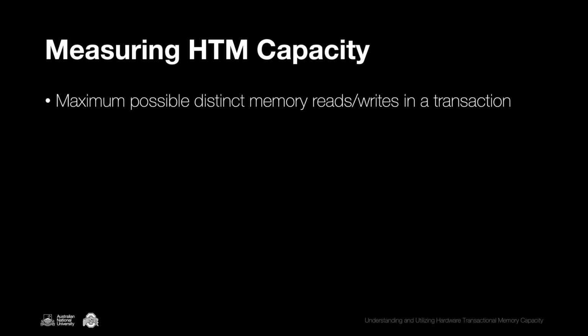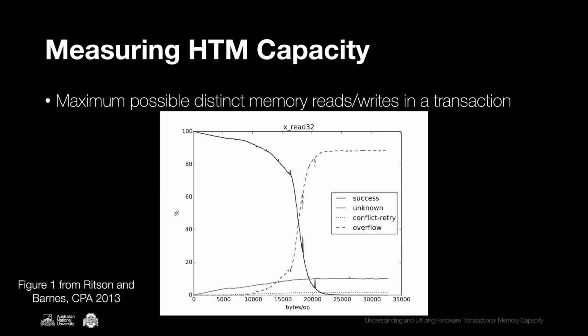Let's talk a bit more details on what we mean by capacity. When we say read or write capacity, we mean the maximum number of distinct memory reads or writes that can happen inside a transaction. We use the methodology introduced by Richardson and Barnes, as illustrated by this figure from that paper.